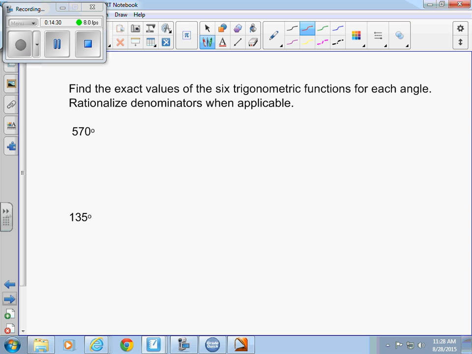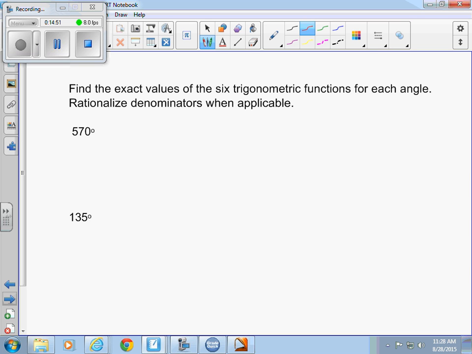I told you we were going to be looking at finding trig values of special right triangles. So this is finding exact values. Exact, you hear that word? What does that mean? No calculator. That means don't use your calculator.